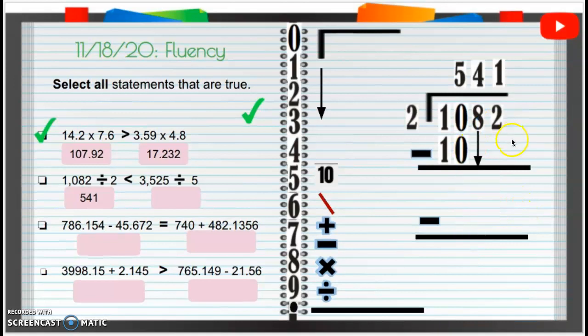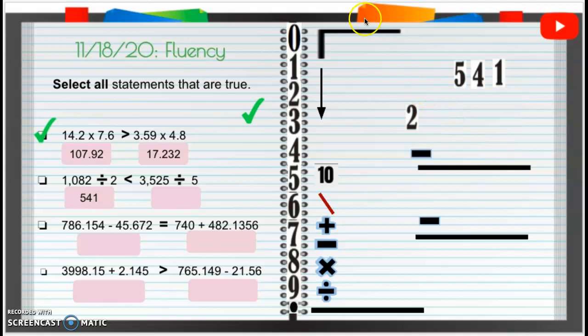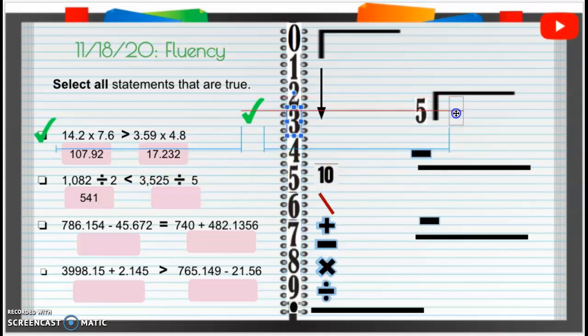I'm going to keep the same setup because we're dividing again here. I'll bring this down again. All right, and this is going to be divided by 5. So 3,525.